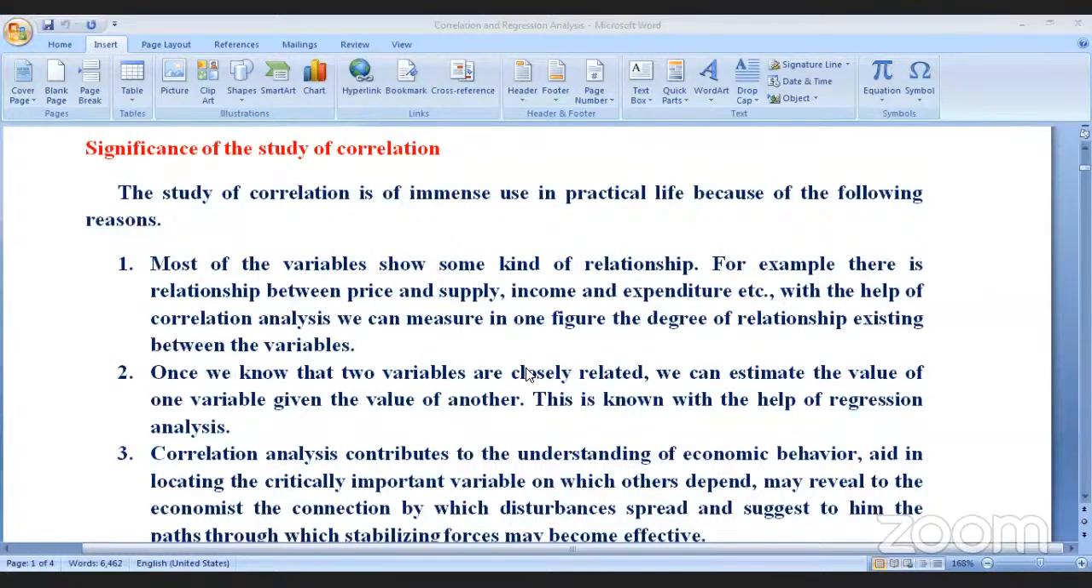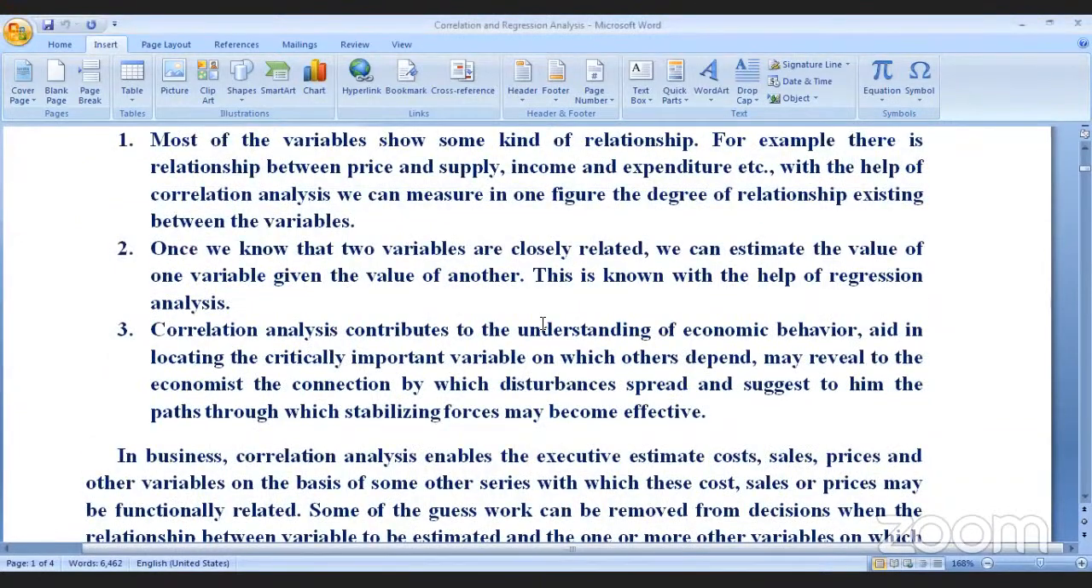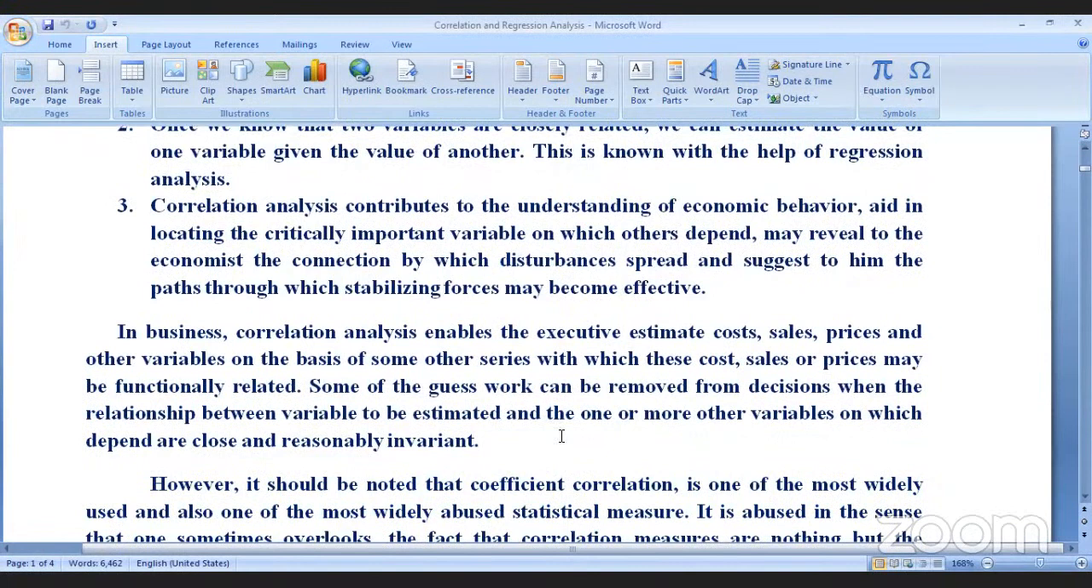Correlation analysis contributes to the understanding of economic behavior, aids in locating the critically important variable on which others depend, may reveal to the economist the connection by which disturbances spread, and suggest the path through which stabilizing process may become effective. In business, correlation analysis enables the executive to estimate cost, sales, prices, and other variables on the basis of some other variable with which these may be functionally related. Some of the guesswork can be removed from the decision when the relationship between the variable to be estimated and the one or more other variables on which it depends is close and reasonably invariant.